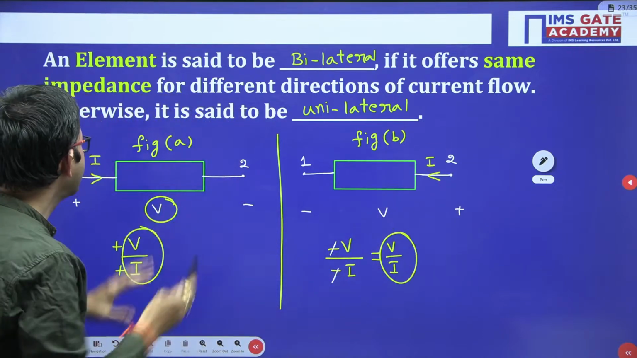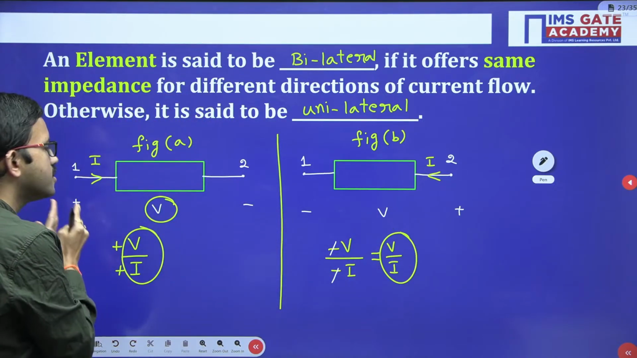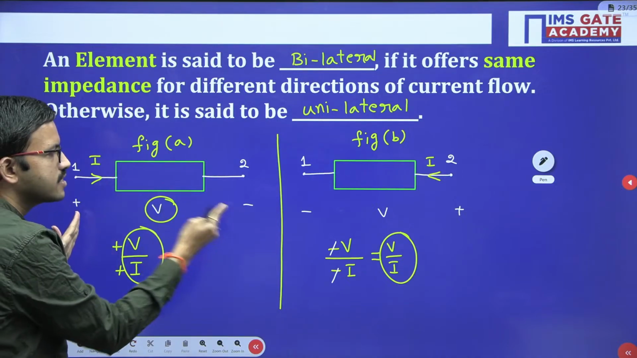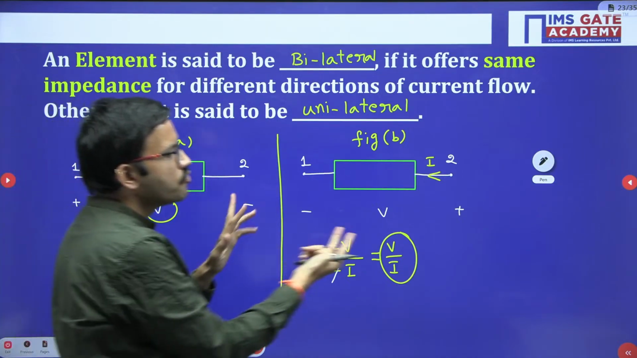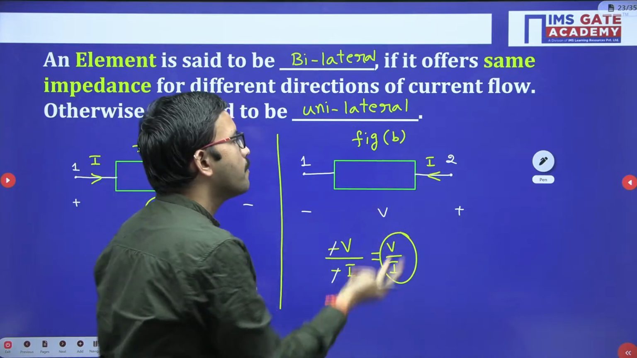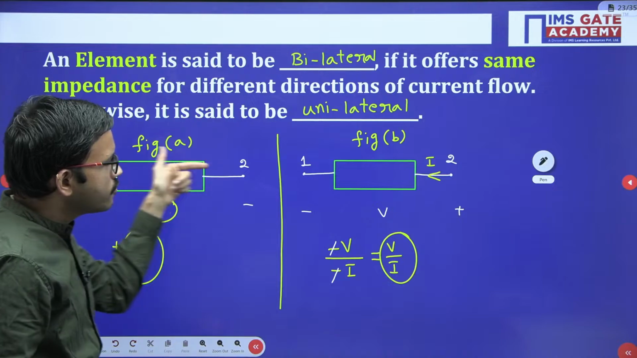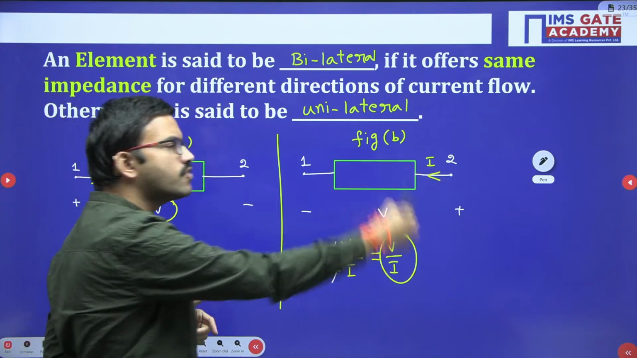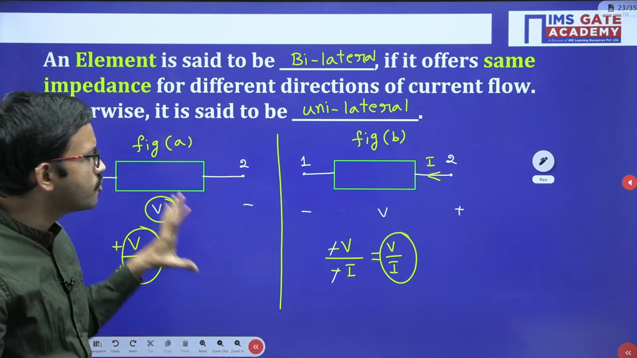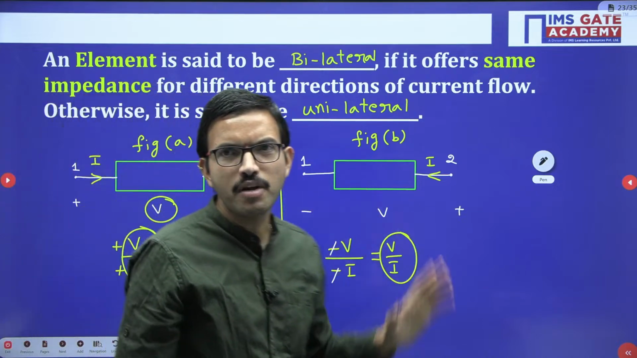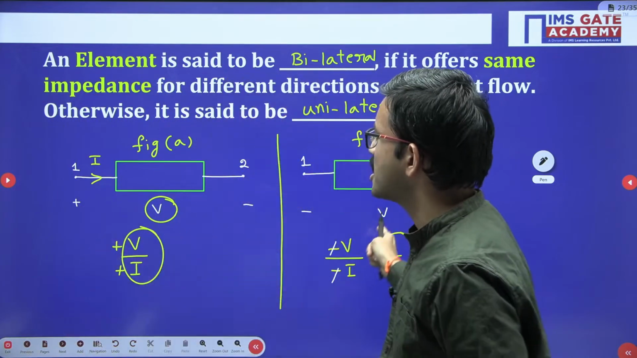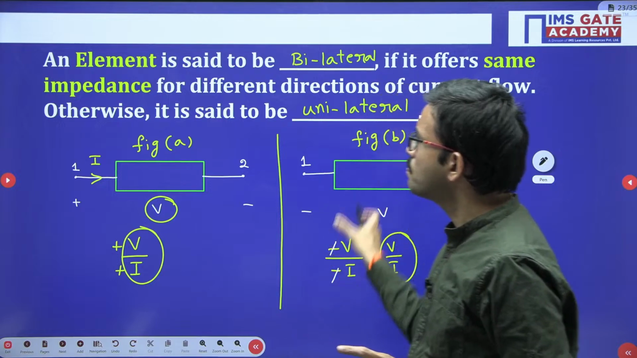Or in other words, because of voltage polarity plus here minus here, the current is flowing like this. Now we have changed the polarities of voltage. Because of that the current direction is changing. Whether current is flowing in this direction or in this direction, ultimately the ratio of voltage and current with respect to terminals 1 and 2, in both the cases it is the same. That's why this is an example of bilateral.